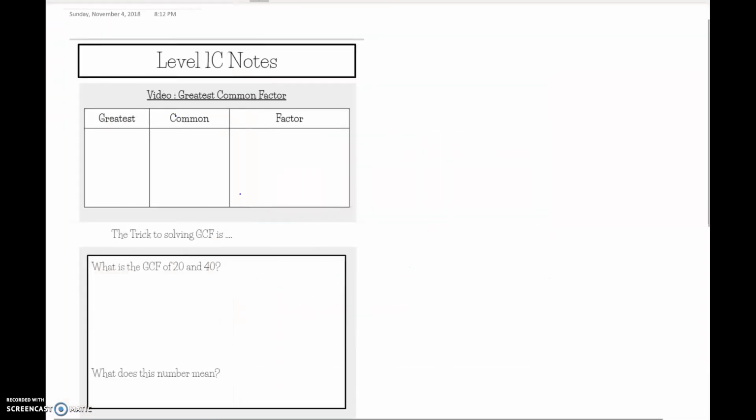All right, welcome to Level 1C Notes. That is all about greatest common factor. So if you look, we got each individual piece, greatest common factor. And the way we abbreviate that is G for greatest, C for common, and F for factor. So GCF is what we call that for short instead of saying greatest common factor all the time. And all these words individually, when they're put together, make a lot of sense to help with this.